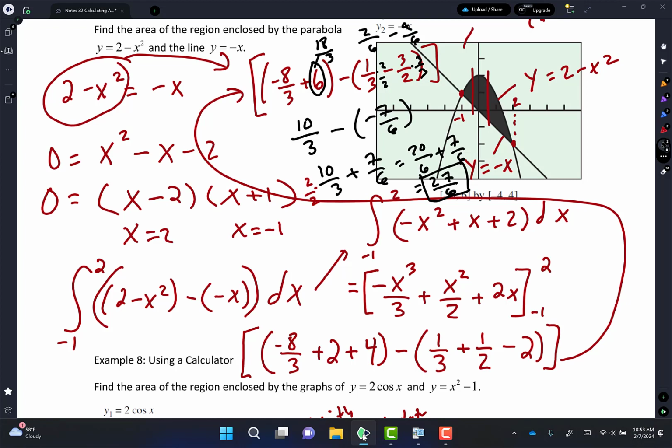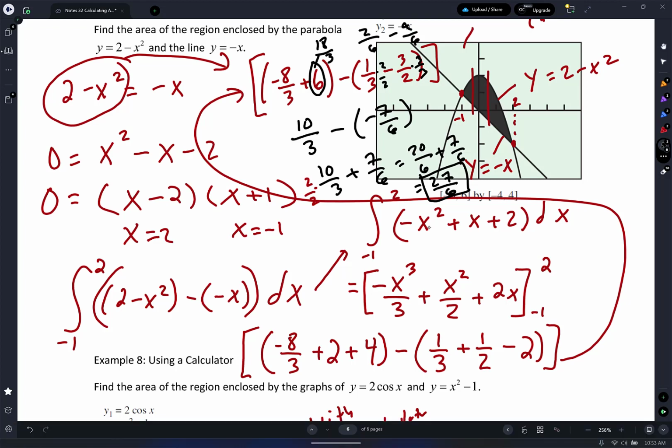We'll do it real quick with a calculator just to make sure. I'm going to put this in the calculator from -1 to 2, and I'm going to see if I get a positive, and it better be positive, 27/6. Oh, yeah, because 3 goes into both. Thank you, Ms. Guerrero. 27/6 is the same thing as 9/2. So that's my final answer.